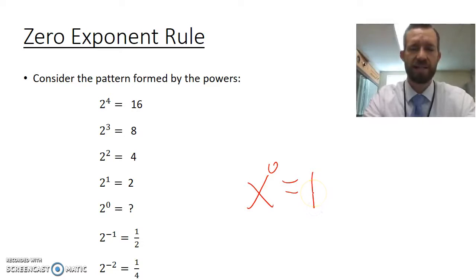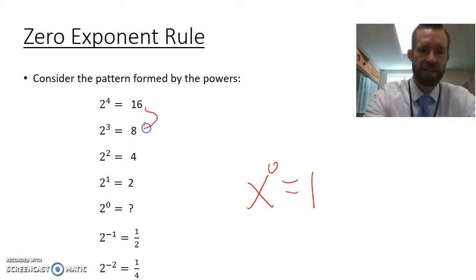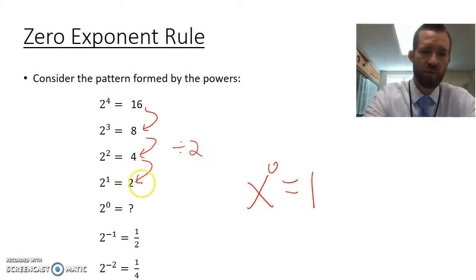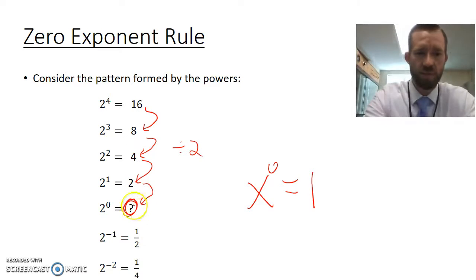The question is, why is that? When you look at this pattern, 16 down to 8, 8 down to 4, 4 down to 2, what's happening? Well, you're dividing by 2 every time. So what would come next? What's supposed to be here? Well, 1. 1 is supposed to be there. That's what it's supposed to be.